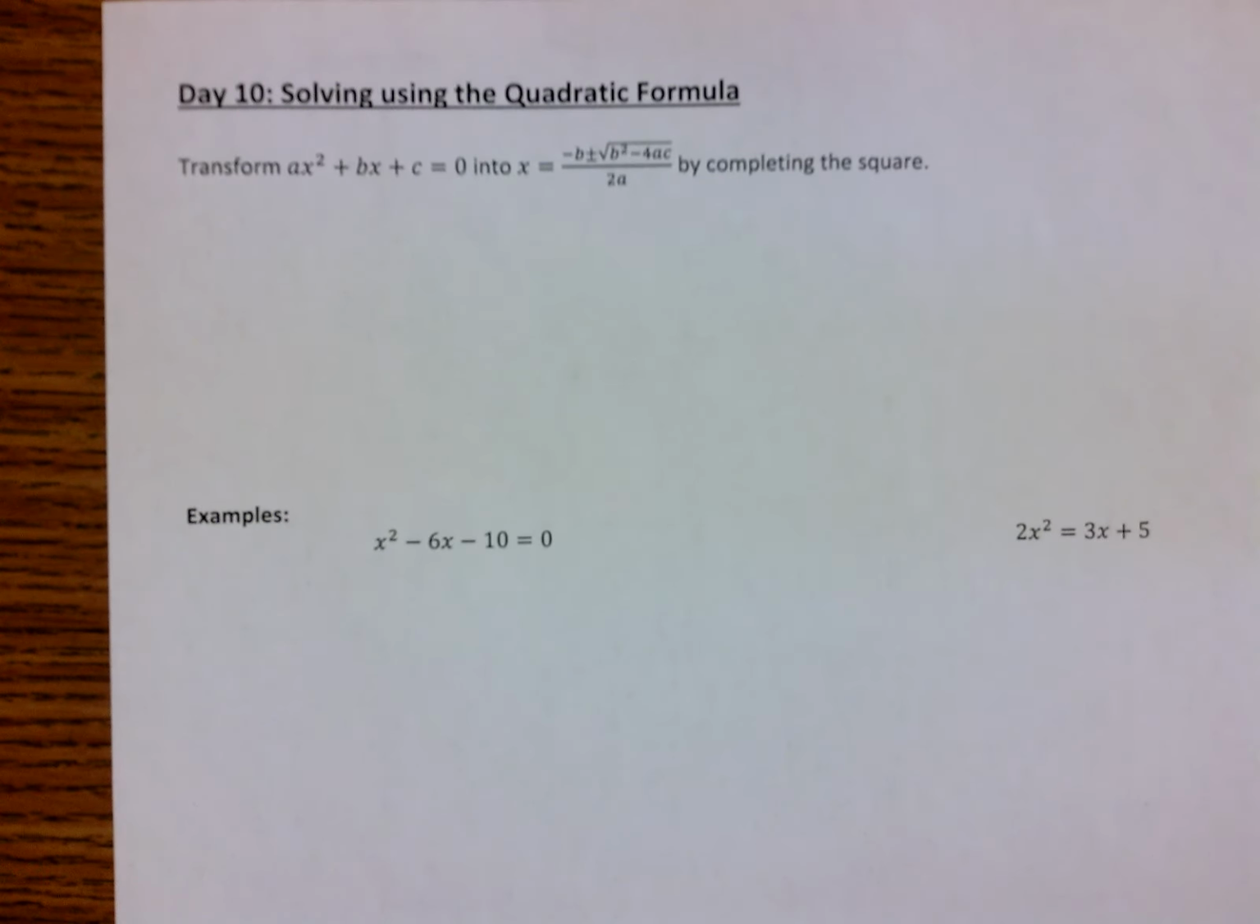All right, so we have reached our fifth method of solving quadratics. Method 1 was solving by graphing. Method 2 was solving by factoring. Method 3, solving by square roots. Method 4, solving by completing the square. And now finally, method 5, solving using the quadratic formula.